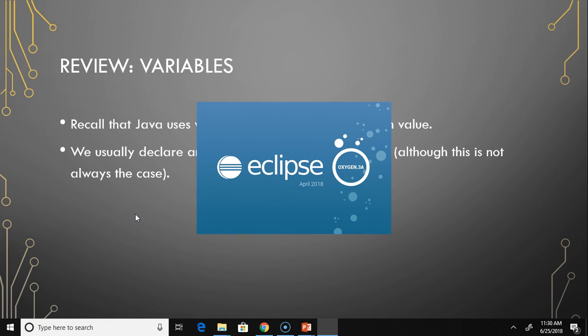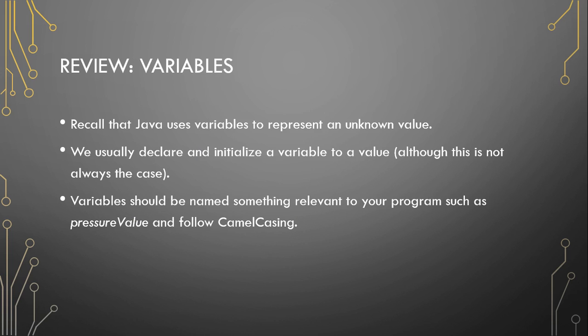And while that's loading in the background, let's discuss the next point here. Now, a variable should be named something relevant to your program, such as pressure value. And we'll follow camel casing. Camel casing, remember, means that the first letter of the first word is lowercase, and then each successive word after that is started with a capital letter.